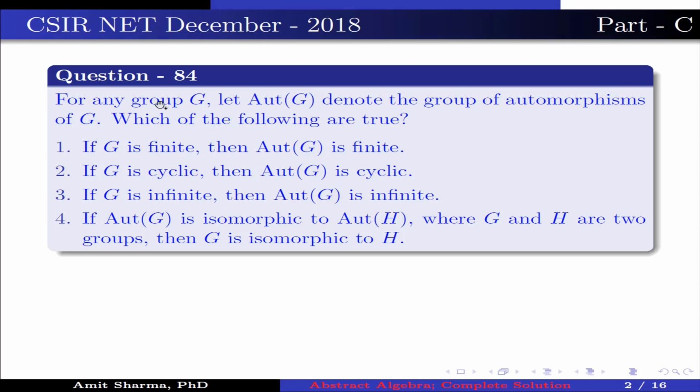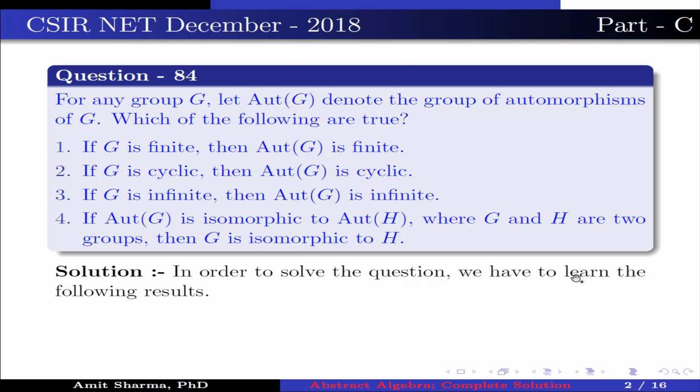Question number 84. For any group G, let Aut G denote the group of automorphisms of G. Which of the following are true? Option 1. If G is finite, then Aut G is finite. Option 2. If G is cyclic, then Aut G is cyclic. Option 3. If G is infinite, then Aut G is infinite. Option 4. If Aut G is isomorphic to Aut H, where G and H are two groups, then G is isomorphic to H.